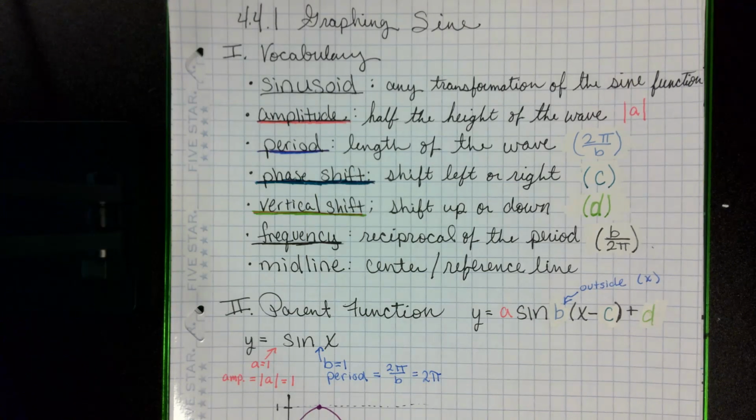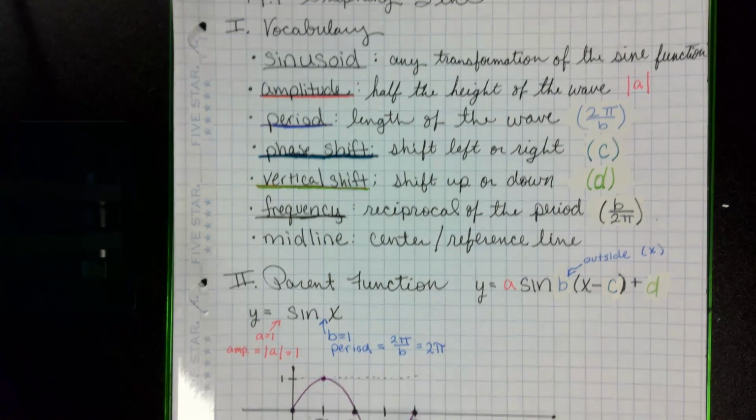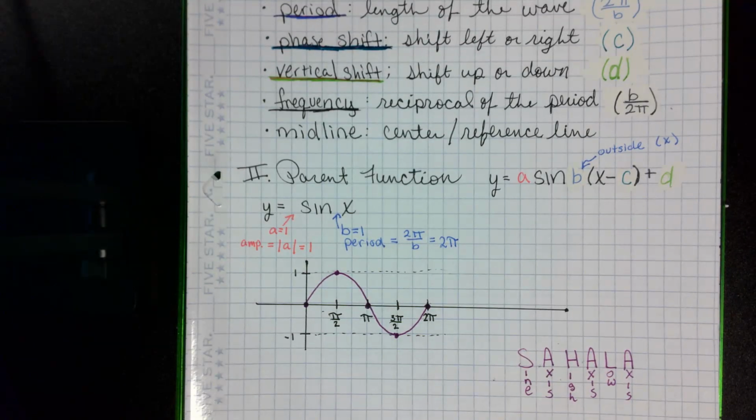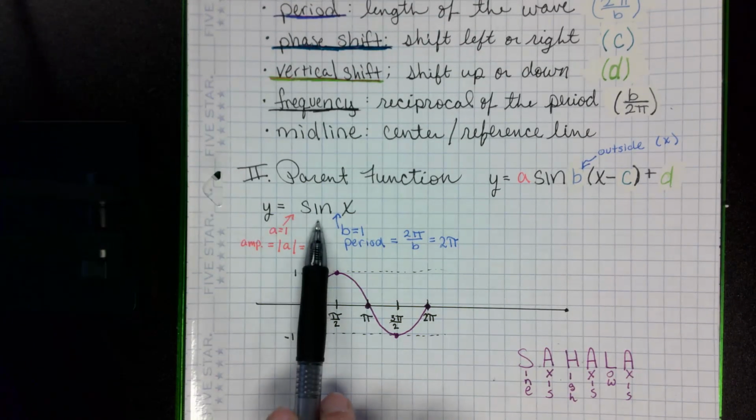All right, so it's Chapter 4, Section 4, Day 1. We're going to graph sine today, the sine function. We have the vocabulary words that I've already gone through. So the parent function is, here's the transformation form. And we're talking about sine. So y equals sine x.